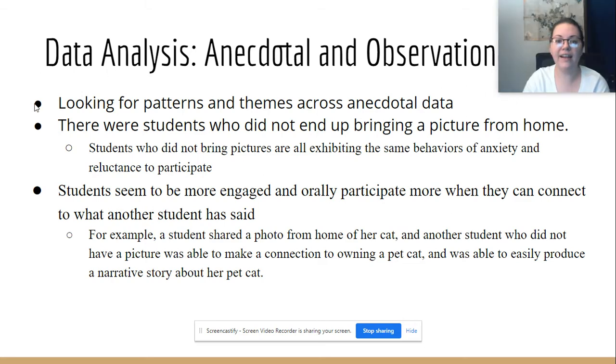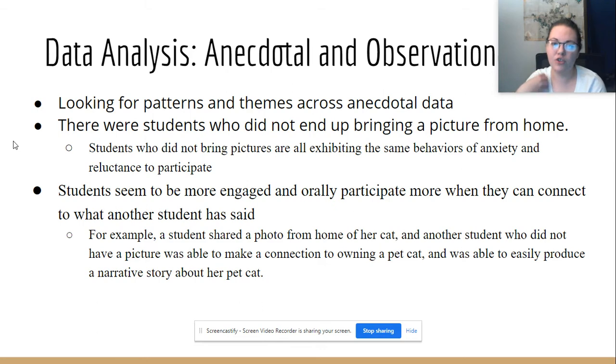So when I analyzed my anecdotal and observational data, I looked for patterns and themes across my anecdotal data. And what I found were there were some students who did not end up bringing a picture from home. This was because I don't have enough cameras to be able to have students check them out like Shana Hines did in 2015, to be able to take them home and take pictures and then bring them back.